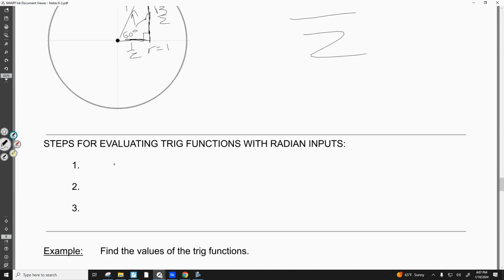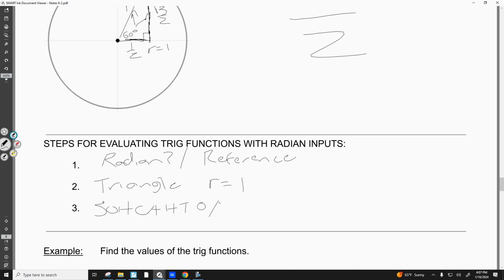Step 1: the radian. Where is it? What's the reference? Step 2: your triangle with the radius of 1. Don't confuse radians and radiuses, even though they're very similar. What's the radian measurement? Where's the angle? Use the reference angle to help you. Step 2, you have a triangle. Draw it with your radius equal to 1. Step 3, your friend SOHCAHTOA is always there for you. He'll always be there.